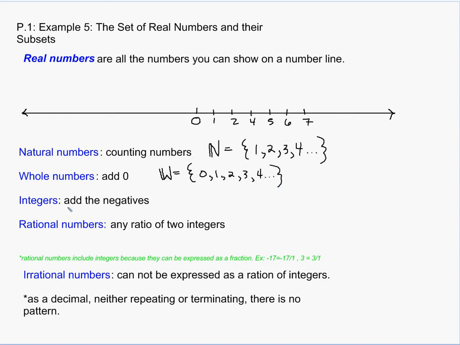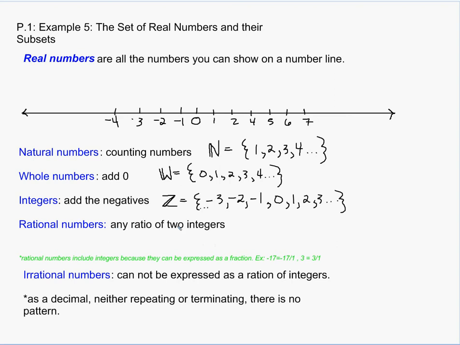Okay. The next subset are the integers, and for integers, we're just going to add the negatives to our number line, -4, and so on. And our symbol for integers is a Z with the double strand. And our subset looks something like this: ..., -3, -2, -1, 0, 1, 2, 3, ... Oh, I should have my dots at the beginning and at the end. Like that.